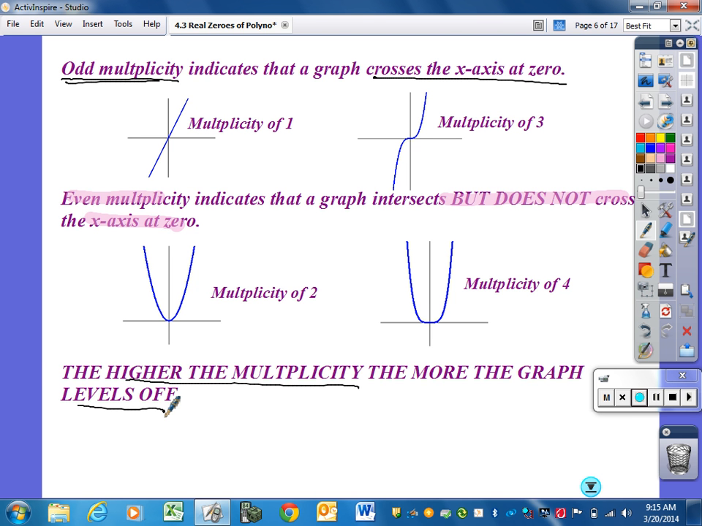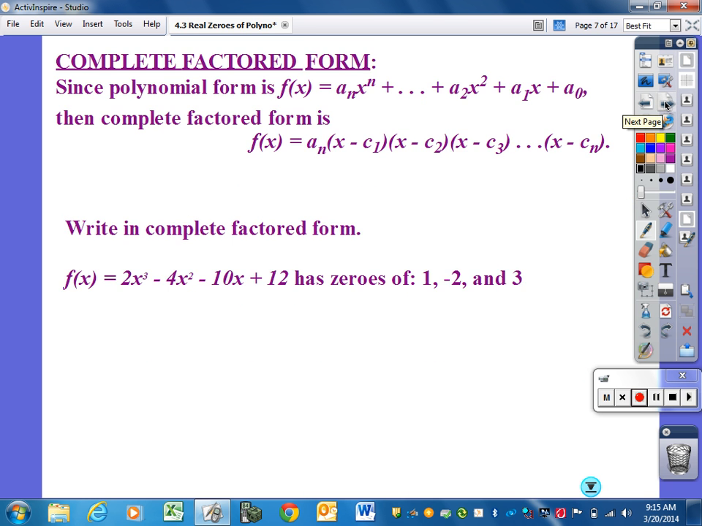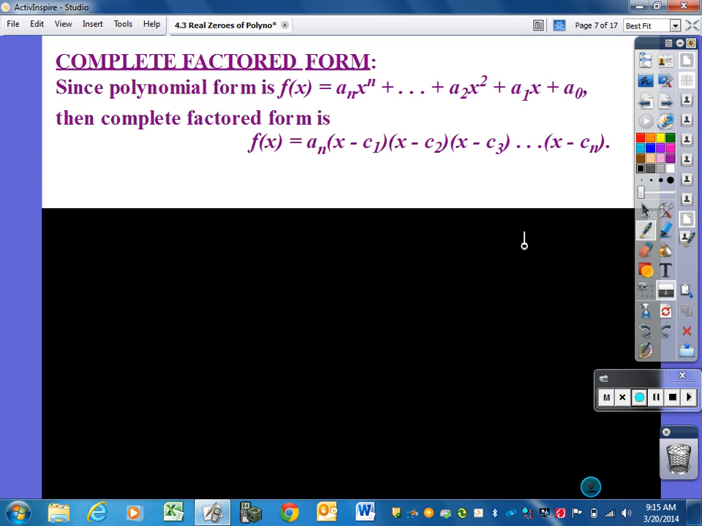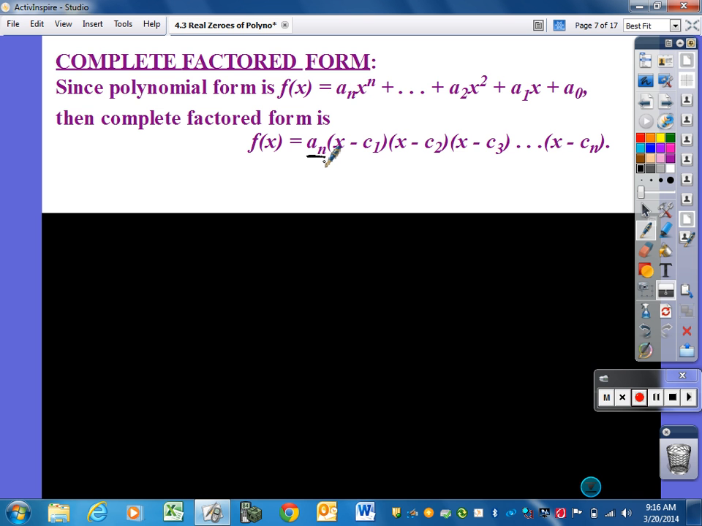Now we're going to use this information. You also need to know that when something is in a complete factored form, here's my polynomial. ax to some power plus bx to some power plus cx plus dx plus and so on, down to your constant term. We learned a is the same no matter what. So a is our leading coefficient of the highest degree. Then we would have all of our factors after it. That's how you know you have complete factored form. So let's take a look.